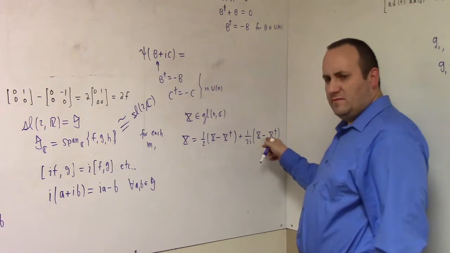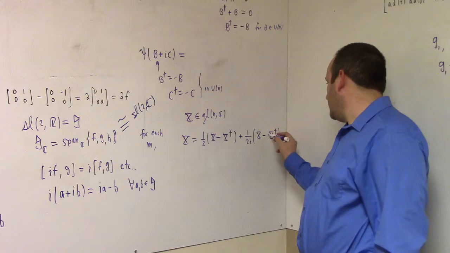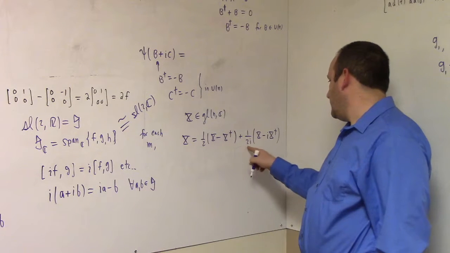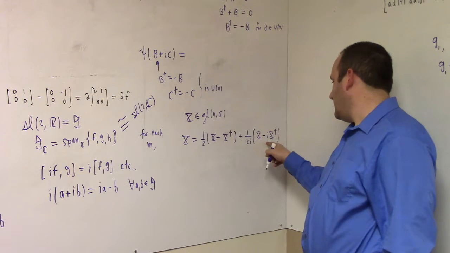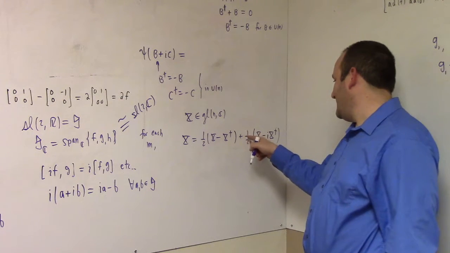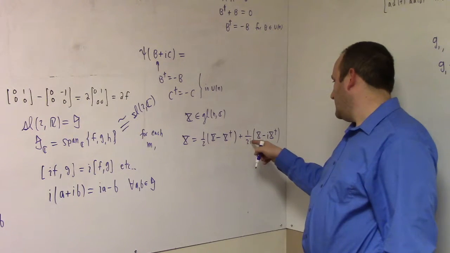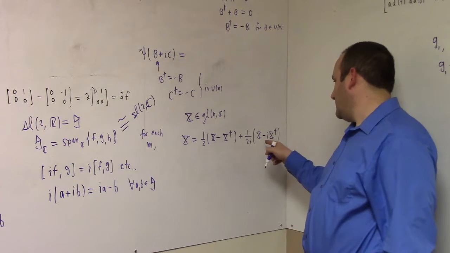Is there an i here? Yes, there's an i there. Well, not there, but outside. It's like i times 1 over 2i, which makes no sense to me. Why would it be that? Where's the i? He has an i on the outside of the parentheses. So I think there must be something weird going on there.